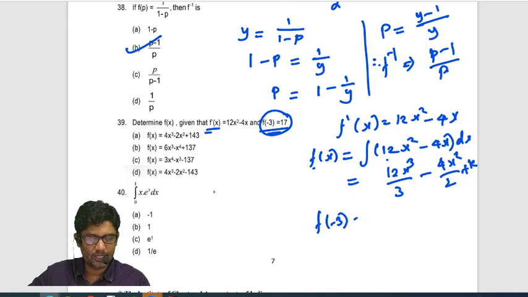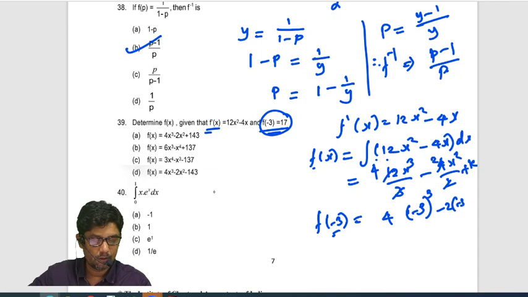So f of minus 3 is equal to, 3 4s are 12, simply I am getting 4x cube. Put x as minus 3. f of minus 3 is 17. Minus 27 4s are minus 108, 9 2s are minus 18, plus k.